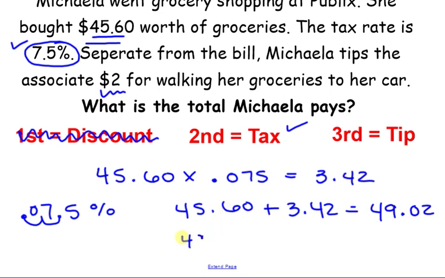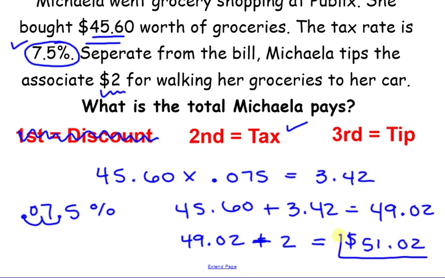So 49.02, not equals, plus $2 equals. So add the 2, and you're going to get a total of $51.02. And that is after tax and her $2 tip.